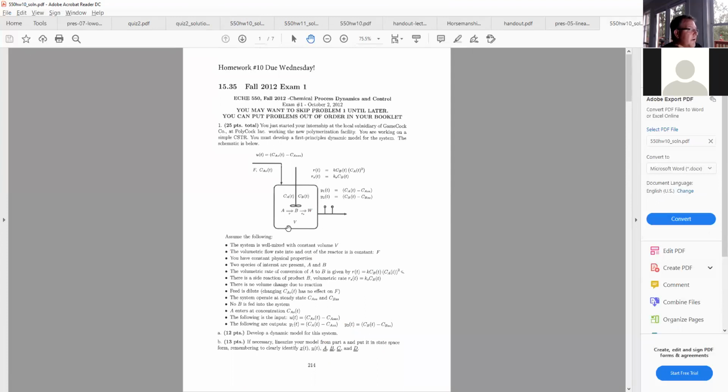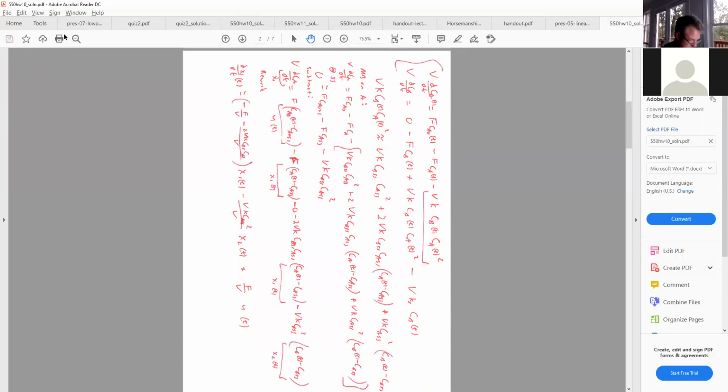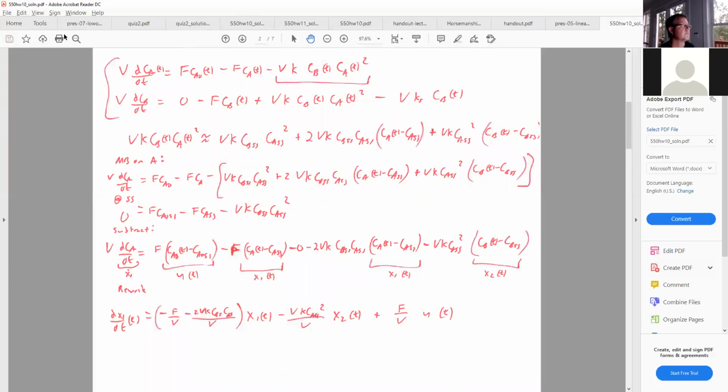This is interesting because it has two species. You have A and B. You have A going to B and B going to some other product. So you have a rate of conversion of A and a rate of conversion of B to something else. In this one, you've got two different species, so you have to do two different balances.